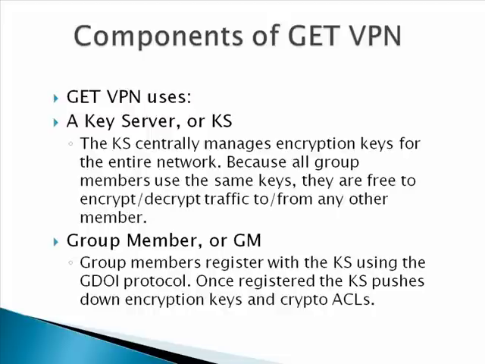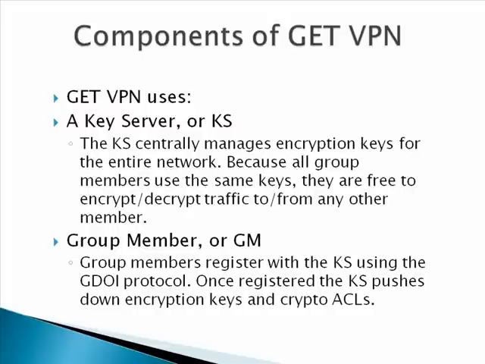Here are the components of Get. You have a key server, and again, the key server is for centrally managing encryption keys, as well as IPsec SAs. So the idea here is all of the group members are going to register to the key server, do their authentication with the key server, not with each other, get their encryption keys pushed down by the key server and not negotiated between each peer. Once they have those encryption keys, they're free to encrypt and decrypt traffic among any other group members that are using those same keys, meaning anybody who's registered to that same key server.